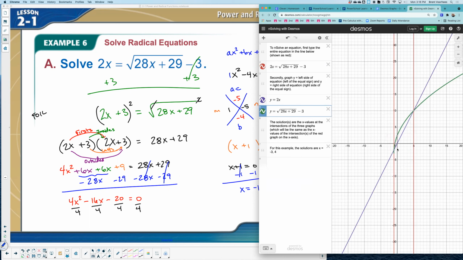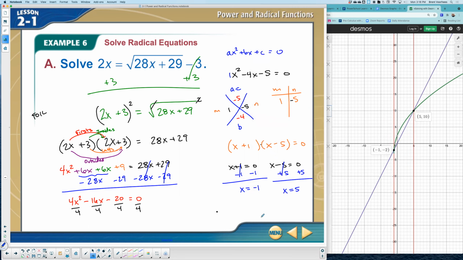The answers are going to be the intersections. You can see that they intersect at x equals -1, that's that answer, and also x equals 5. So that is a lot quicker way of coming up with our solutions here.